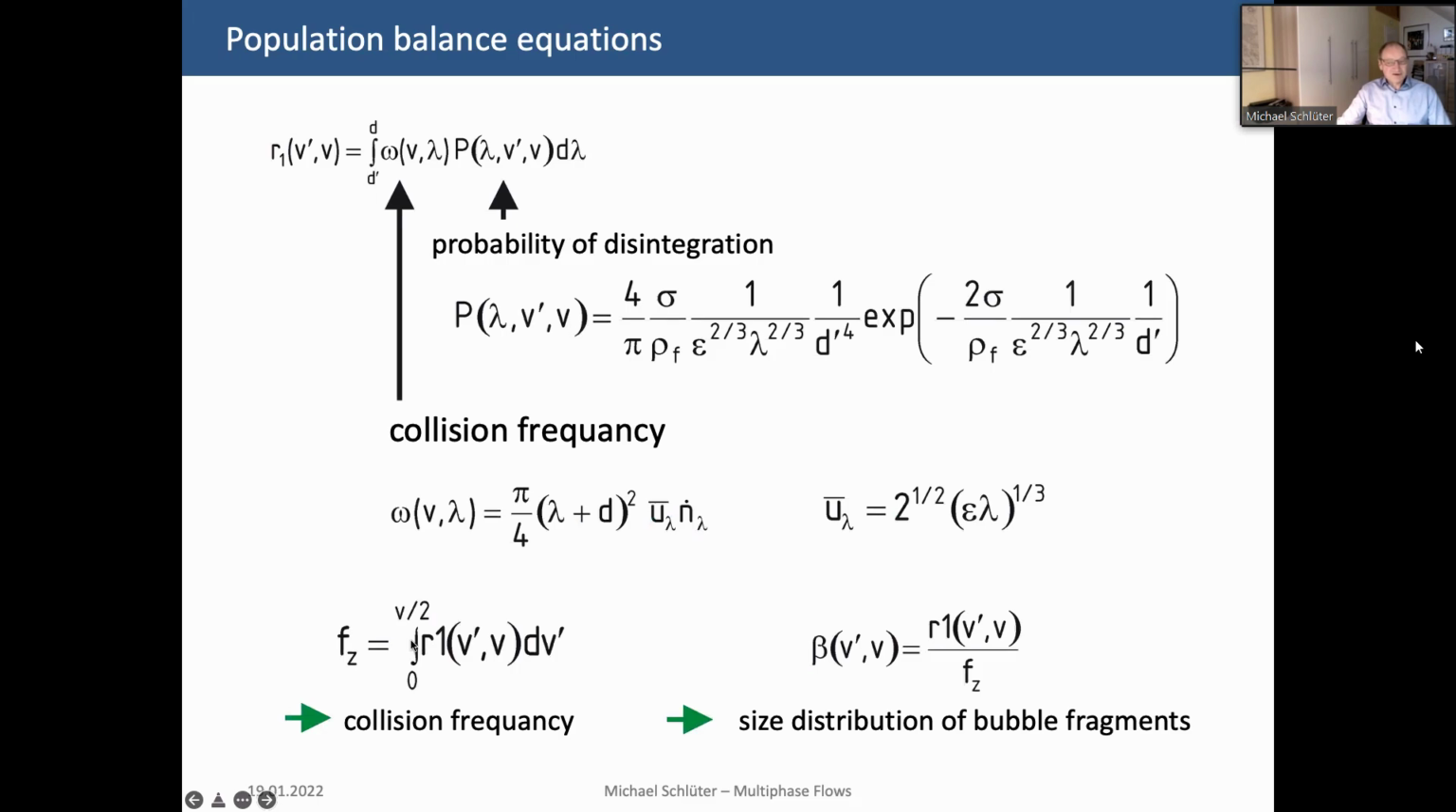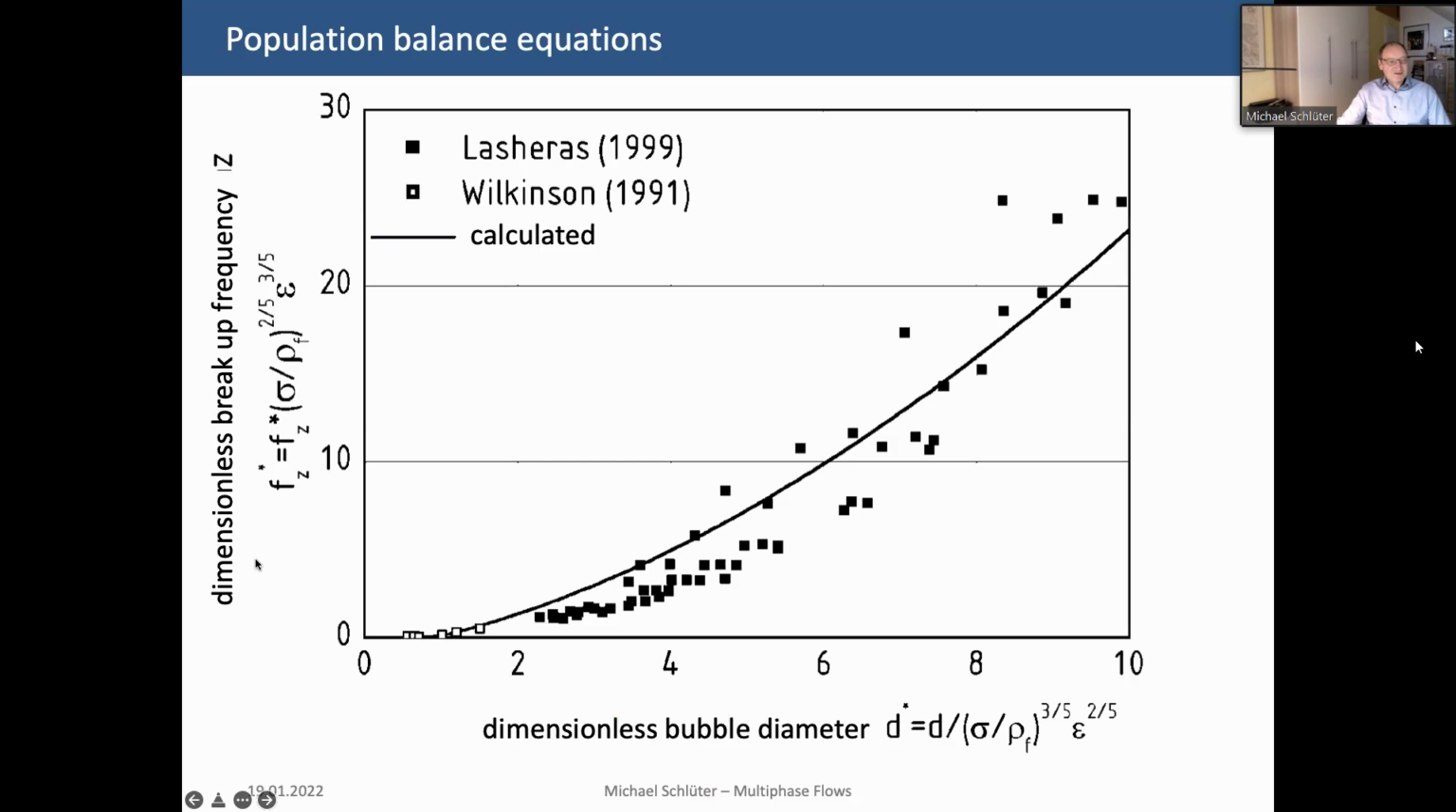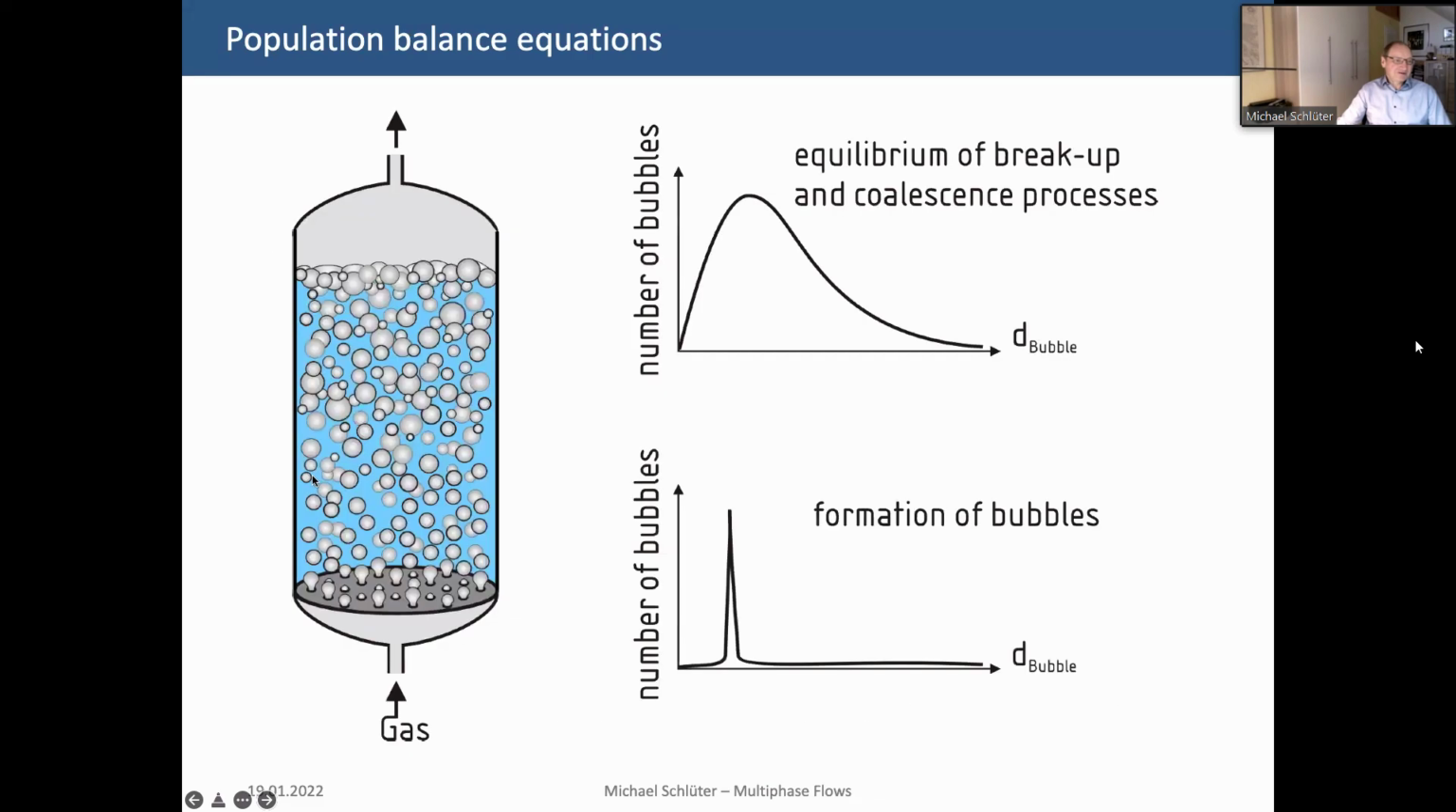This is how the kernel for breakup looks like. And you can always, once again, do some experiments to show, if you have the bubble diameter, what is the influence here of breakup. And then you find that the frequency of the vortices plays a big role, and of course surface tension plays a big role here. Yeah, so you see this is how the breakup is modeled.